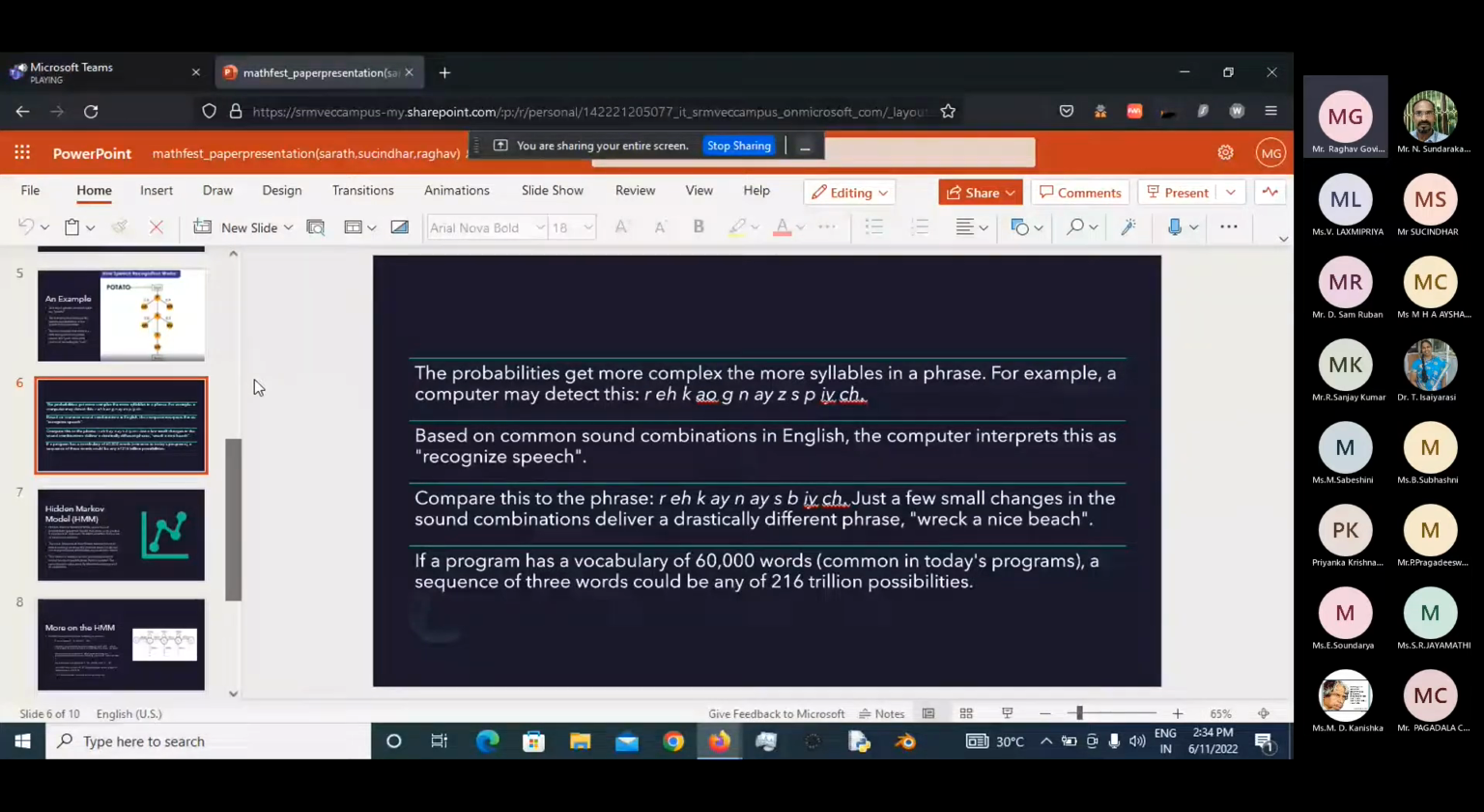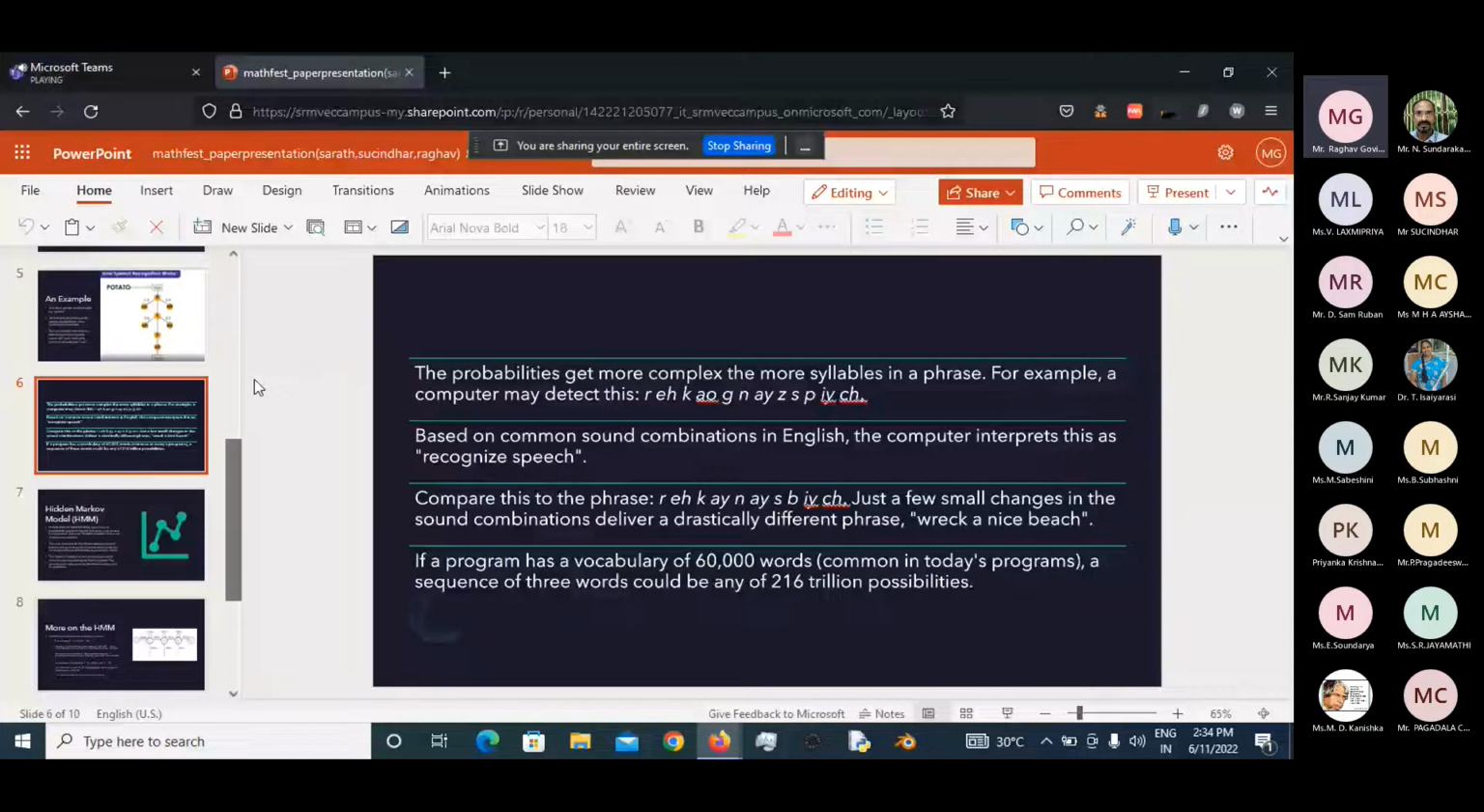So, for example, this set of words here can be identified by the computer as recognized speech. But if we just do a small amount of changes in the way we say it, or maybe if we try saying it a little faster, the computer may misinterpret this as wreck a nice beach.